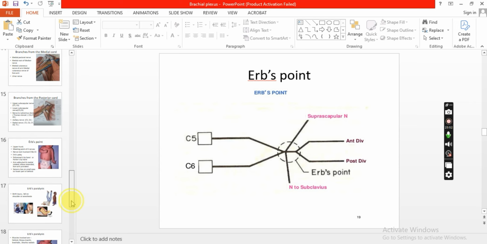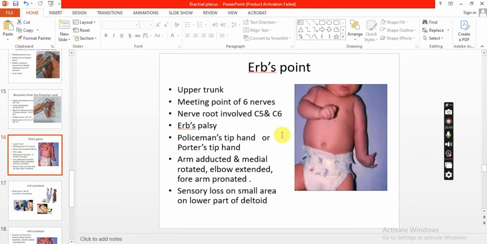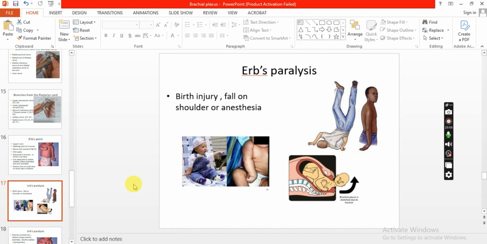Okay, in that condition, usually it happens due to a birth injury. In case of difficult birth, sometimes an inexperienced midwife may drag the baby through the birth canal. That leads to separation of the neck from the shoulder. That means the angle between the shoulder and the neck has been unduly increased. In that case, the injury to the Erb's point happens.